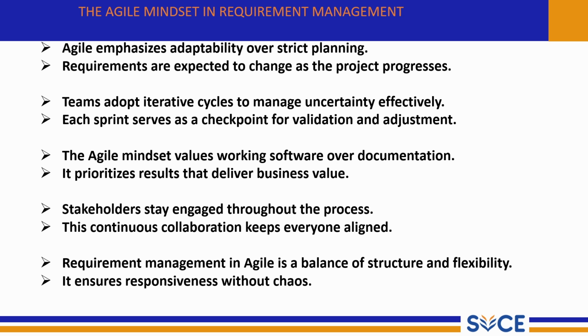Requirement management in Agile is a balance of structure and flexibility. Agile is not chaos. It has a proper structure like sprints, backlog, and reviews, but also has the flexibility to adjust the requirements based on feedback. It ensures responsiveness without the chaos. So Agile is fast, responsive, but still controlled. It does not allow random changes. Every change is discussed, prioritized, and planned. So the project is organized.